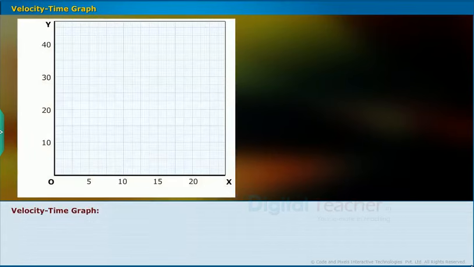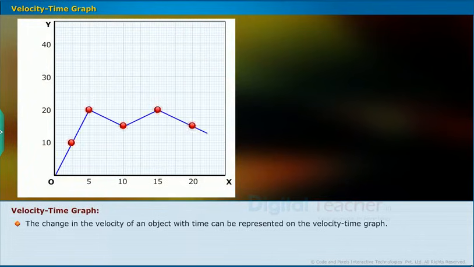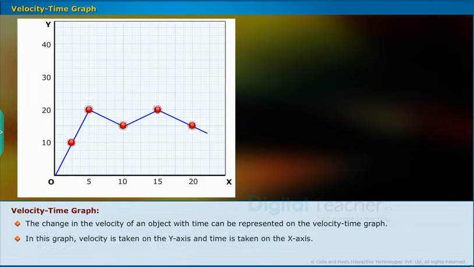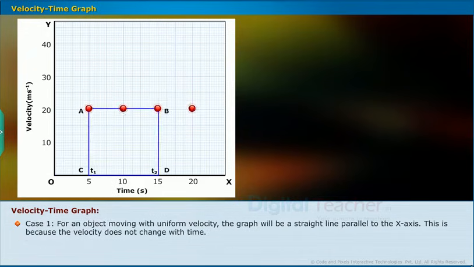Here we will know about the velocity-time graph. The change in the velocity of an object with time can be represented on the velocity-time graph. In this graph, velocity is taken on the y-axis and time is taken on the x-axis. Case 1: for an object moving with uniform velocity, the graph will be a straight line parallel to the x-axis. This is because the velocity does not change with time.